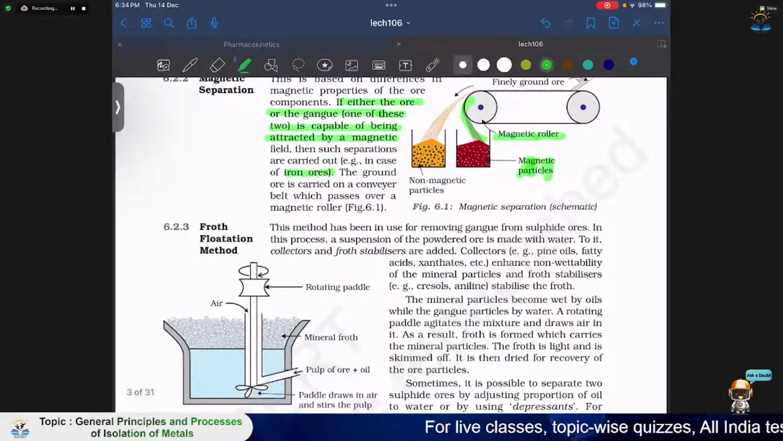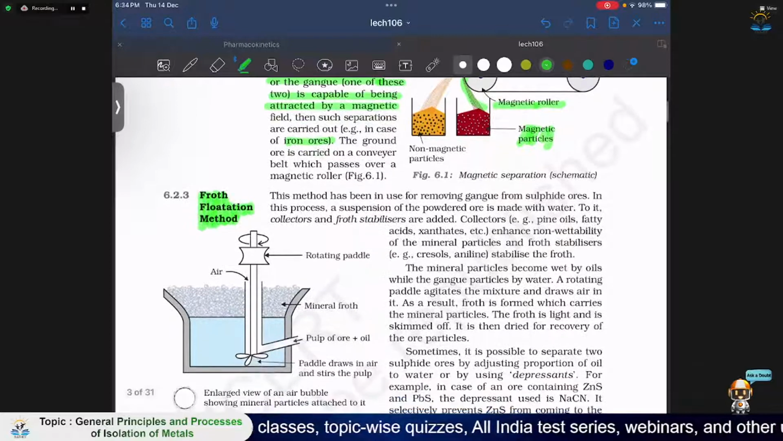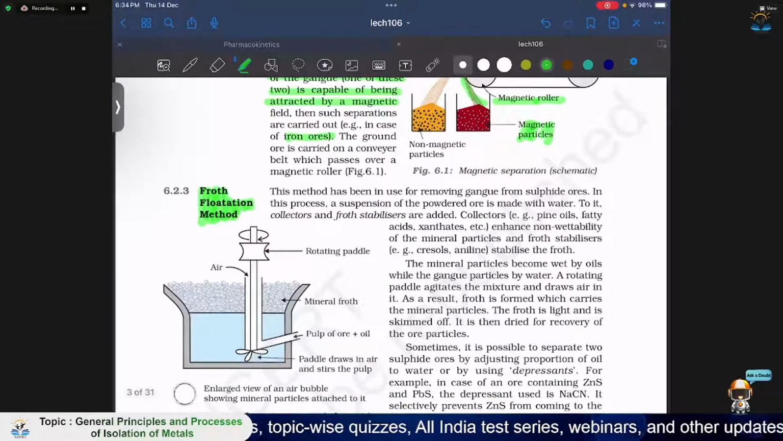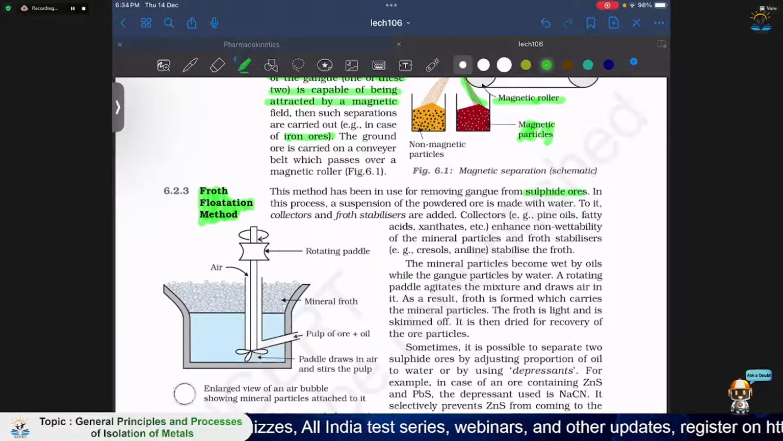Next is the froth flotation method. This is the one where they ask you the most questions, so try to look at this important concept carefully. It is used for sulfide ores. I'm underlining the important points. Firstly, you make a powdered ore and mix it with water. You add collectors and froth stabilizers.